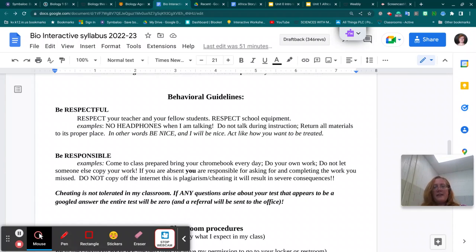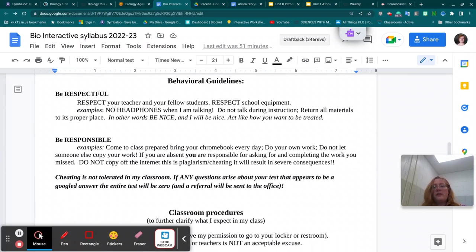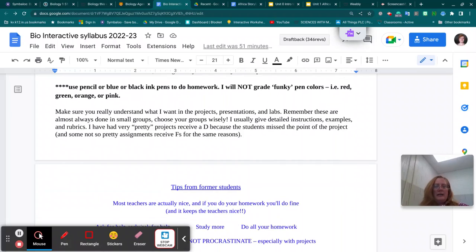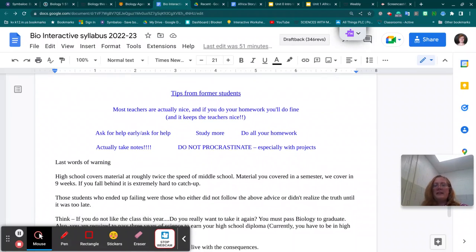Behavior guidelines. We want you to be respectful towards not only us, but towards your fellow students, because you're going to be working with each other and collaborating and talking to each other. So we want you to be nice, not only to us, but to the other students, and to be responsible, to come ready to work, to ask for help, to ask for papers, pencils, things that you need if you need them. Don't procrastinate on this stuff.